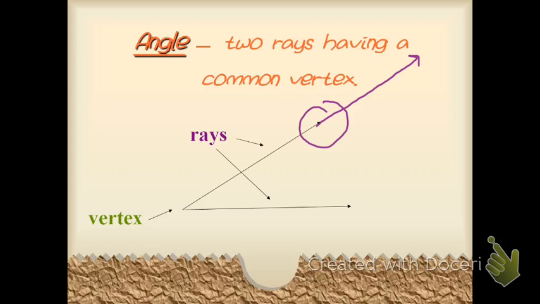Okay, the vertex is this pointed section right here where the 2 rays meet. A lot of you guys just call it the point of the angle. It's actually called a vertex.